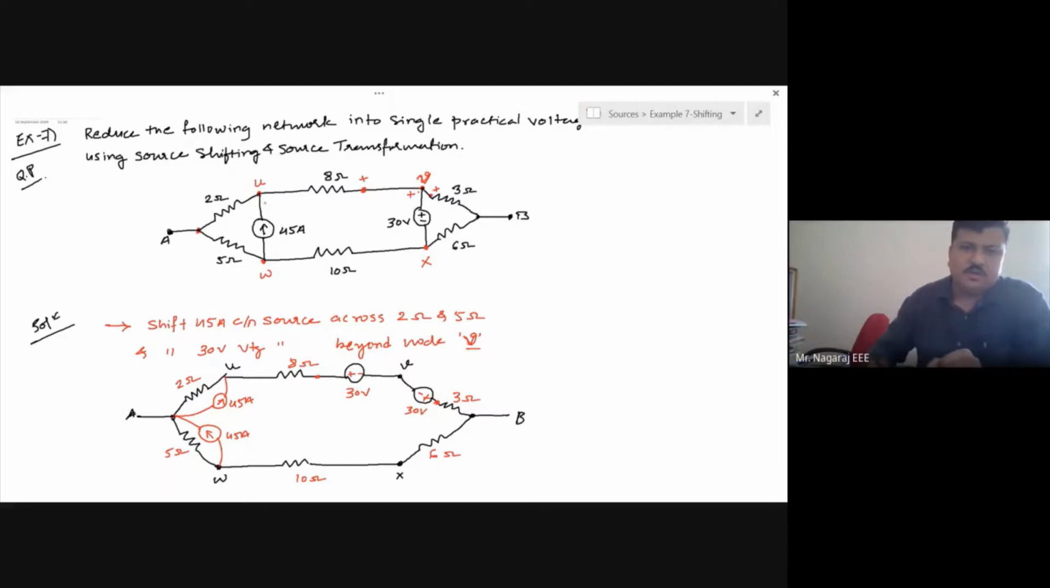And observe, the original branch between U and W should be kept open circuited because it is a current source, but the original branch between V and X should be kept short circuited. Okay, should be kept short circuited. So this is the new circuit we obtained.